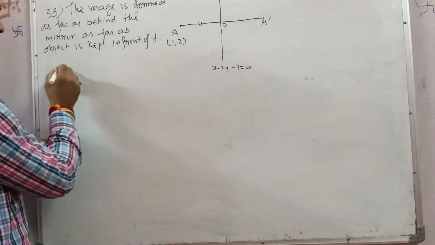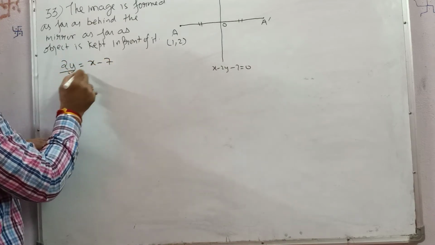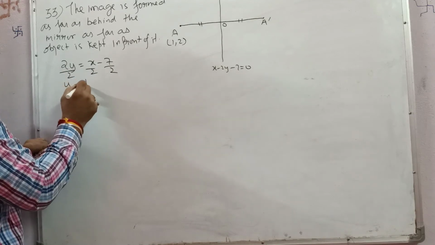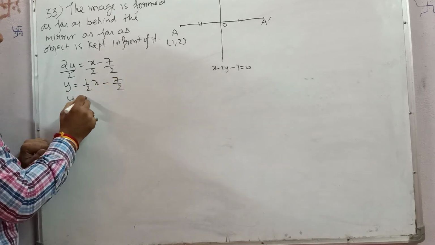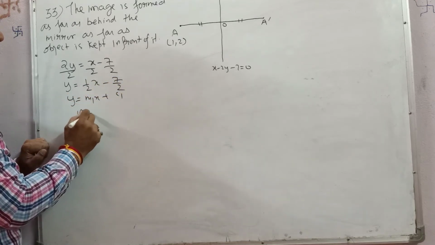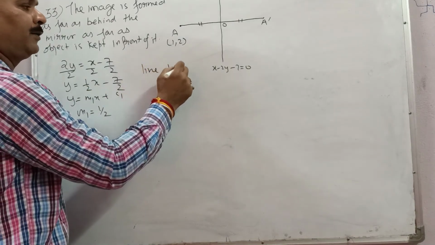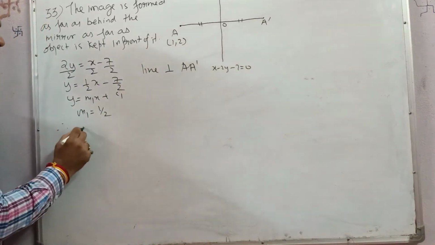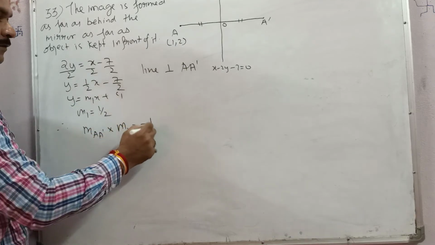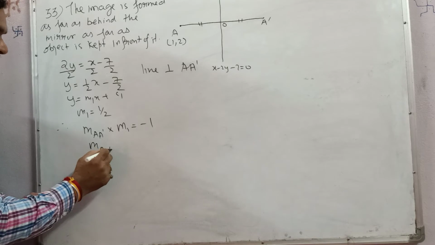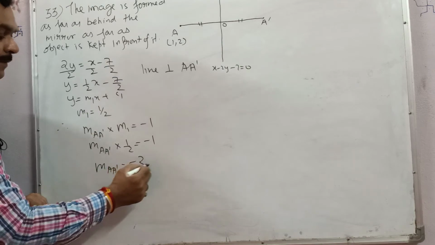So this line is given, x minus 2y is equal to 7. So 2y is equal to x minus 7, dividing each term by 2. So y is equal to 1 by 2 x minus 7 by 2. Say y is equal to m1 x plus c1. The slope is half. But the line is perpendicular to AA dash. So therefore, slope of AA dash into slope of line is equal to minus 1. The slope of AA dash into half is equal to minus 1, or slope of AA dash is equal to minus 2.